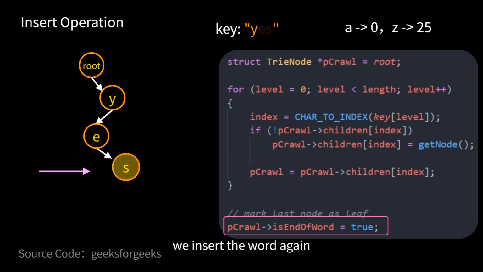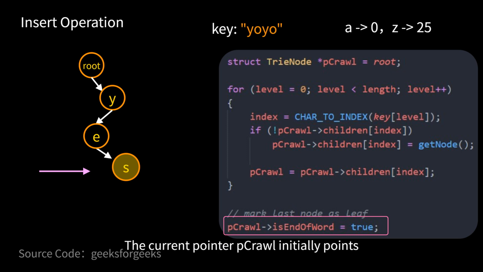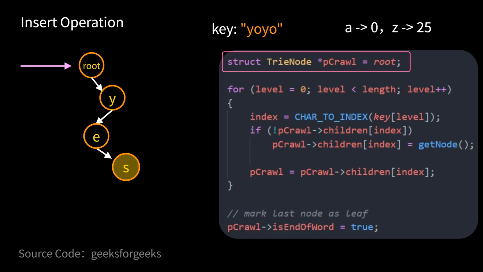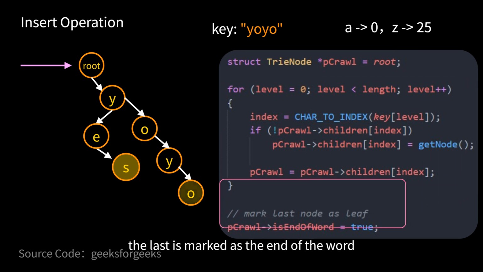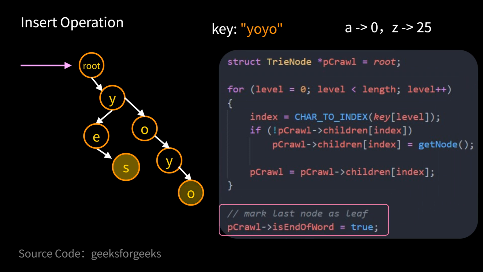Next, we insert another word. The current pointer pCurl initially points to the root node. Then, after several rounds of cycles, the last node is marked as the end of the word. By analogy, we have built a tree.